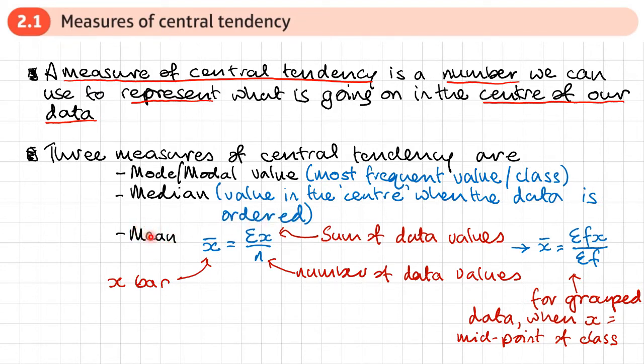And then the mean, and the way that we work out the mean is the sum of all the data items divided by the number of data values. And we use this symbol here to represent the mean, and we say X bar. Now, if our data is in groups, then we would use X bar equals the sum of Fx over the sum of F, where F is the frequency of each of our classes, and X is the midpoint of each of our classes.